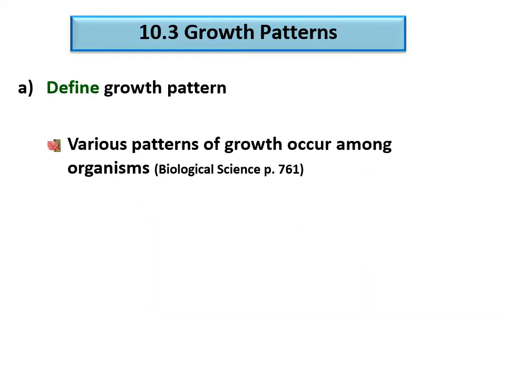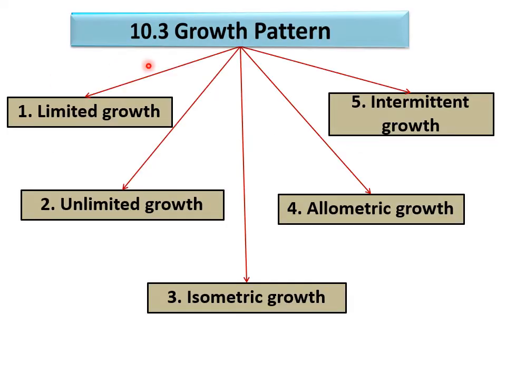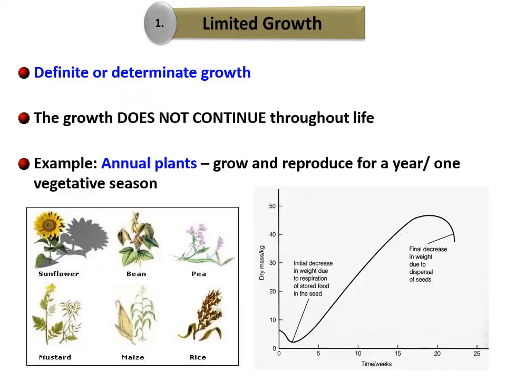Okay, next we look at growth patterns. Define growth pattern. Here we have various patterns of growth that occur among organisms. For growth pattern, first we look at limited growth, next unlimited growth, and then we also have isometric growth, allometric growth, and last one intermittent growth.